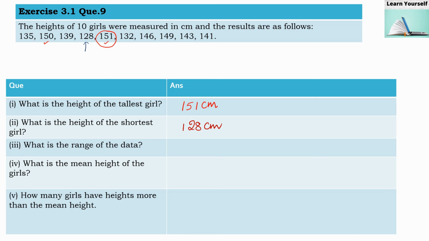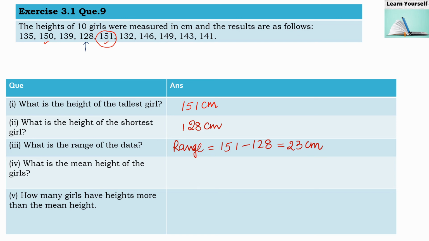What is the range of data? How are we going to find the range? Range equals highest observation minus lowest observation. So both of these observations we have, 151 minus 128. So we will get 23 centimeters as the range for these observations.